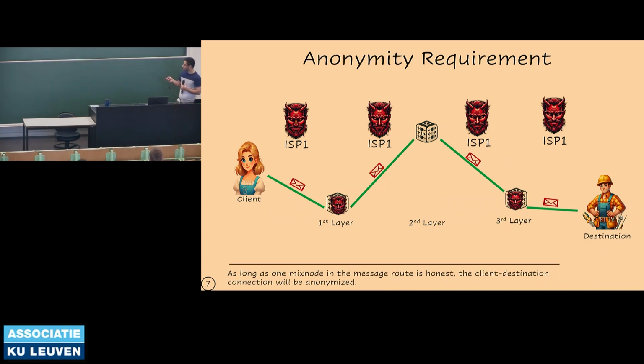We can even go to the extreme and consider this internet service provider to even corrupt these mix nodes. And even in such a case, as long as one mix node is trustworthy along the communication path, the anonymity will be preserved. So that's great, because we had an anonymity issue on the internet, and now using a mixed network, we could perfectly address that.